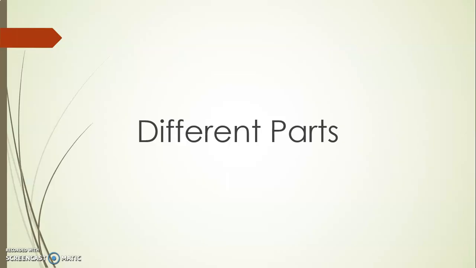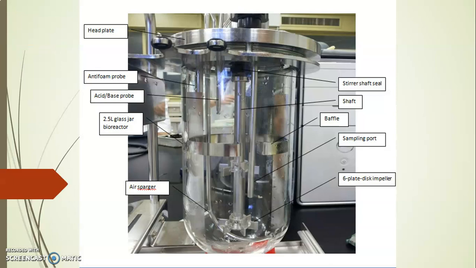Okay, so now we are showing the different parts. Here you can see these are also examples of stir tank bioreactors, different stir tank bioreactors with their parts. Okay, these are the different parts. This is the head plate, and different props. So these are the many different parts being shown here.